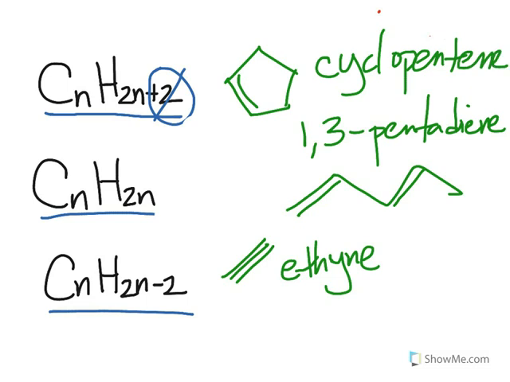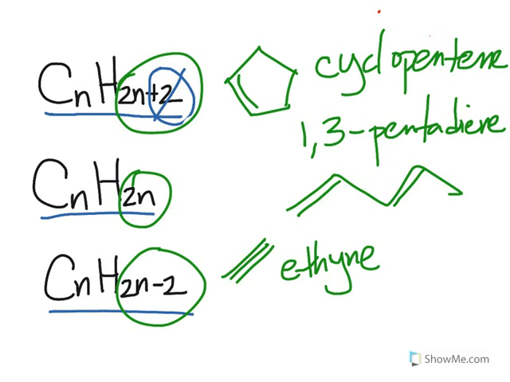And so on. So the formulas, the 2n plus 2, the 2n, and the 2n minus 2, help determine what levels of unsaturation are present in the hydrocarbon. And hopefully I've given you enough examples, and I'll see you again soon.